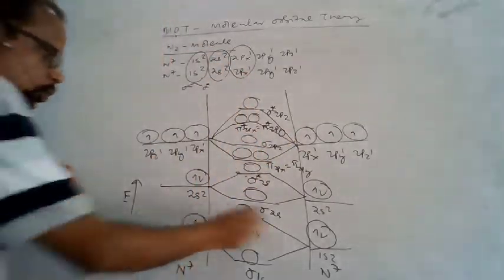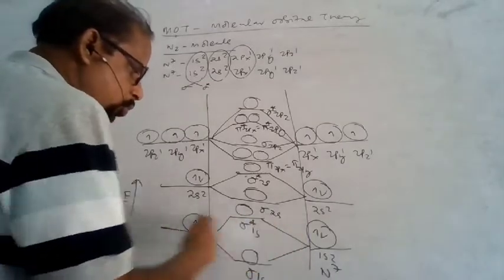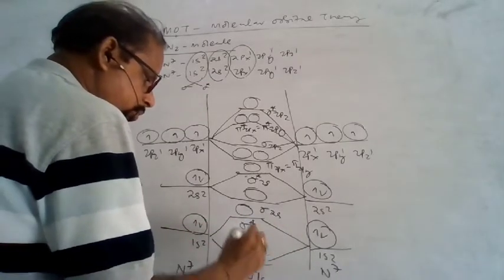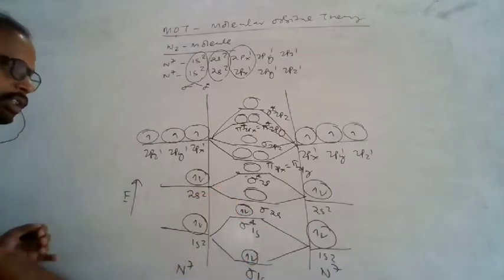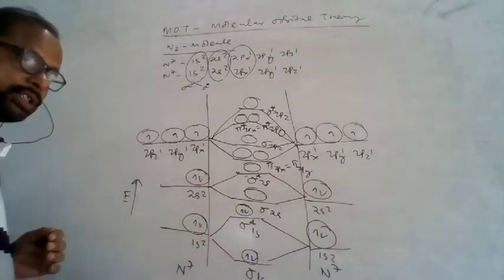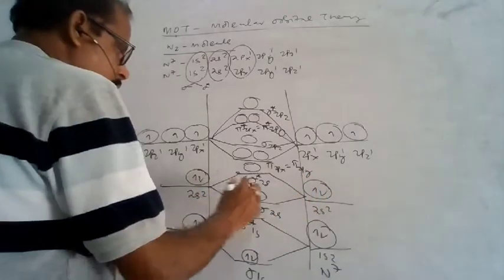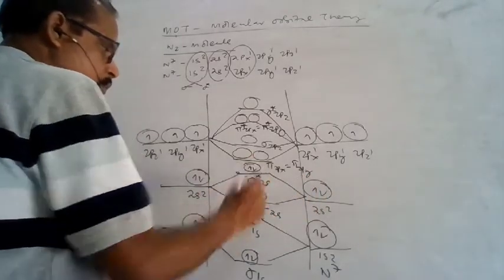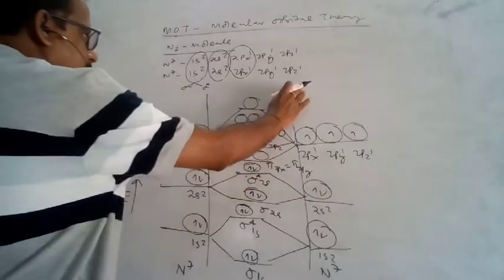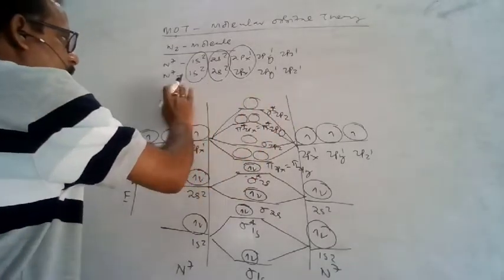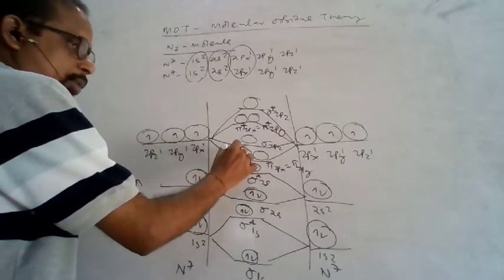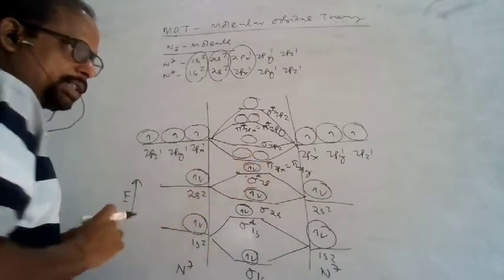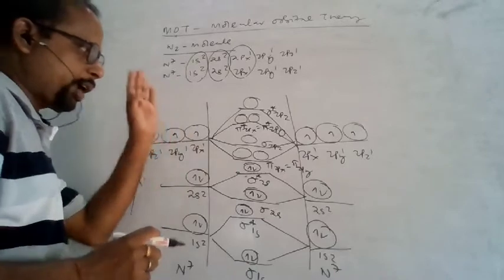Why is it 2pz? Because pi 2px and pi 2py both have the same energy. This is the pi star 2px, which is equal to pi star 2py, and then the sigma star 2pz. So this is the complete diagram.